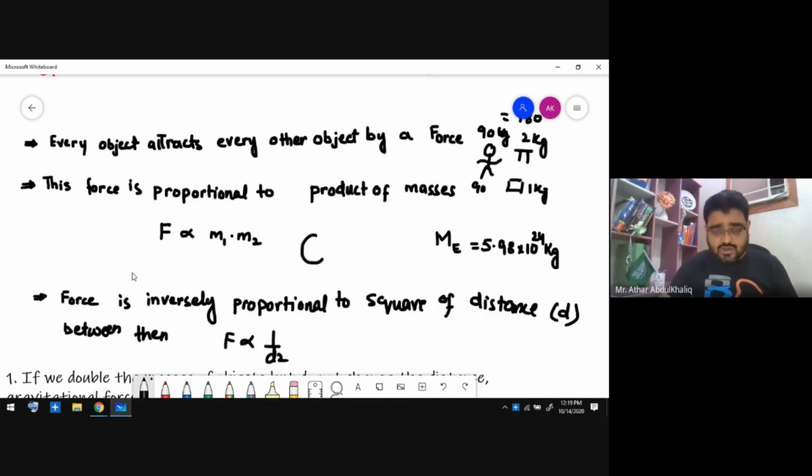If these are the two objects, now listen carefully, the distance we measure is from the center of the objects, from center to center. So this is M1, this is M2, this is d, from here to here. So force has two important features.